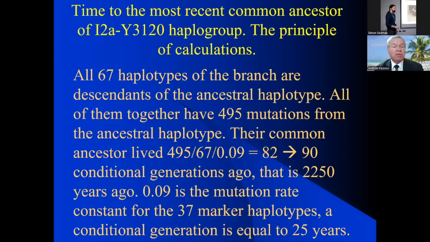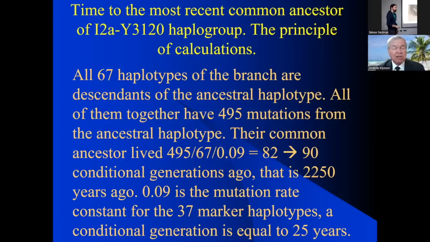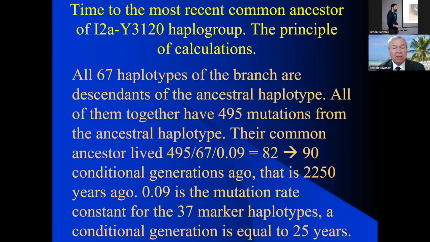All right, so we took all 67 haplotypes on the branch on the left, which is Y3120, and all of them have 495 mutations from that ancestor haplotype. If you take any other ancestor haplotype mistakenly, it would always be much higher than 495 mutations. So it is a minimized number. That's kind of a definition of an ancestor haplotype: the smallest number of mutations to everyone in the selection.